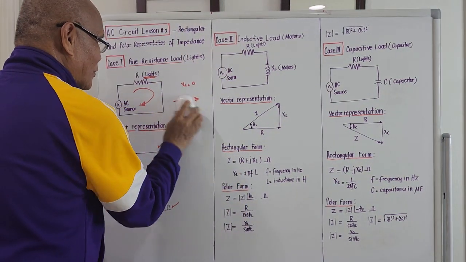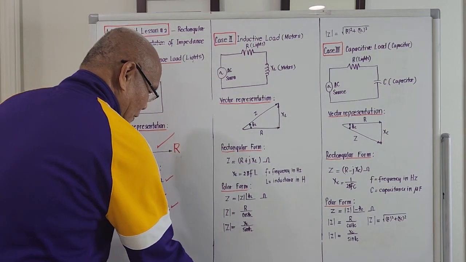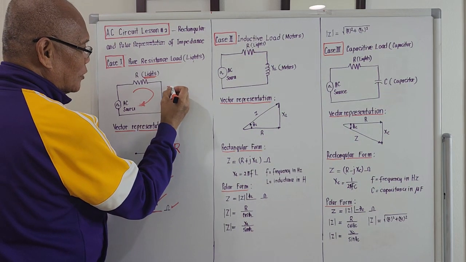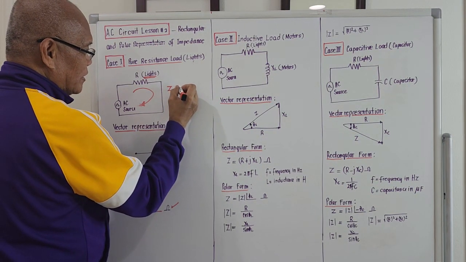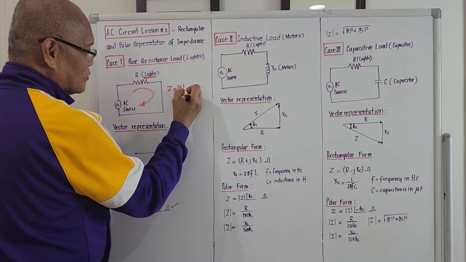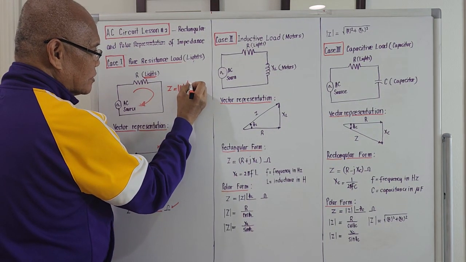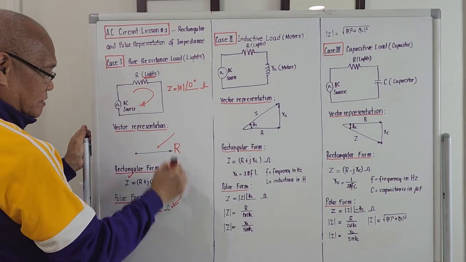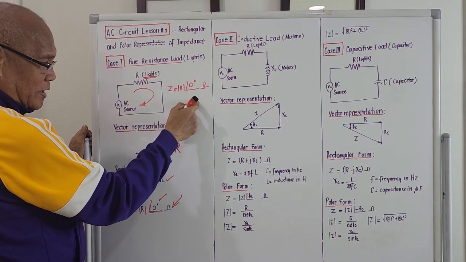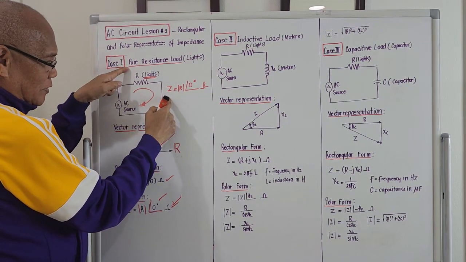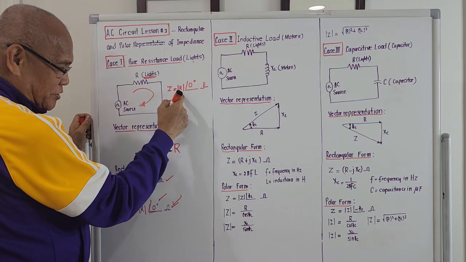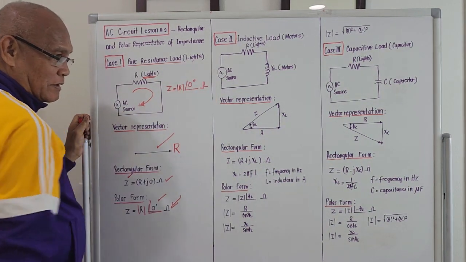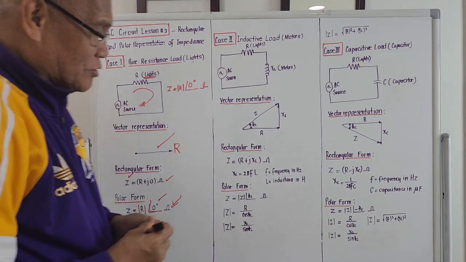So try to remember that. For a pure resistive load, the impedance in terms of polar form is the absolute value of R, just the magnitude, angle 0 degree, ohms. That's how we read this. The impedance for a pure resistive load is just the absolute value of the resistance, just the magnitude, angle 0 degree. Let's go with case number 2.